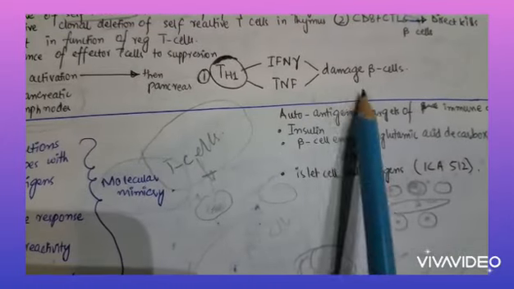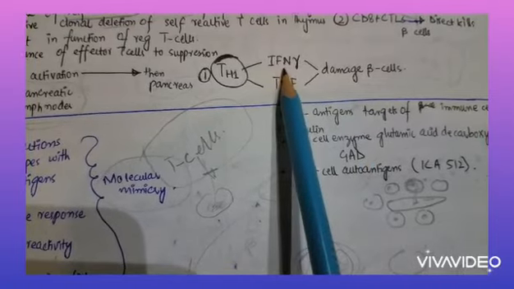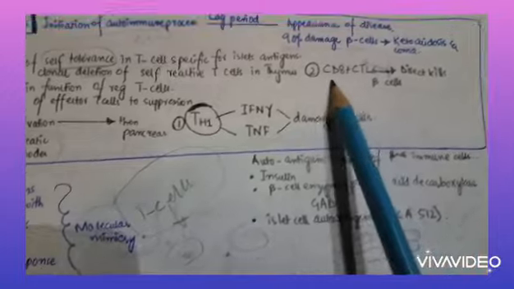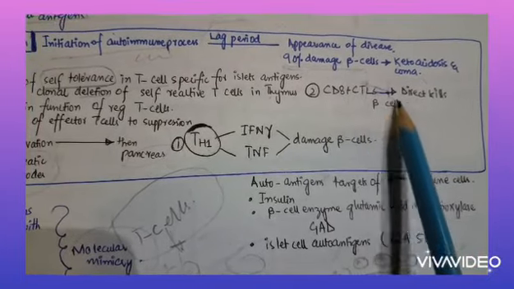How do the helper T cells damage the beta cells? They damage the beta cells by releasing interferon gamma and tumor necrosis factor, and CD8 CTLs directly kill the beta cells.